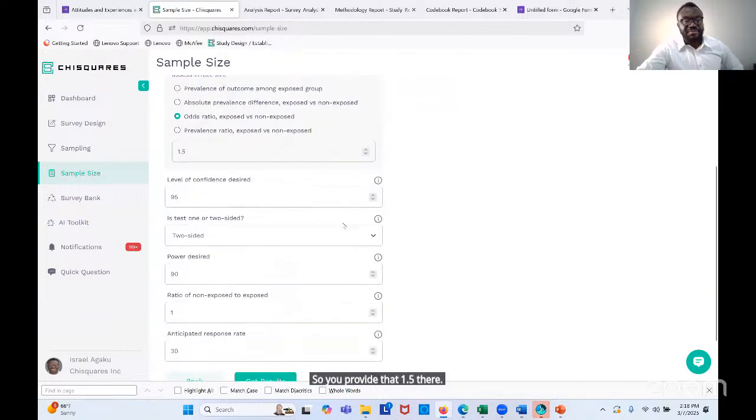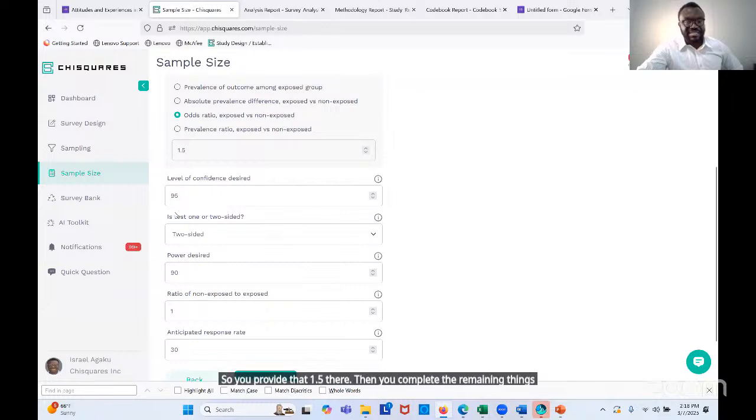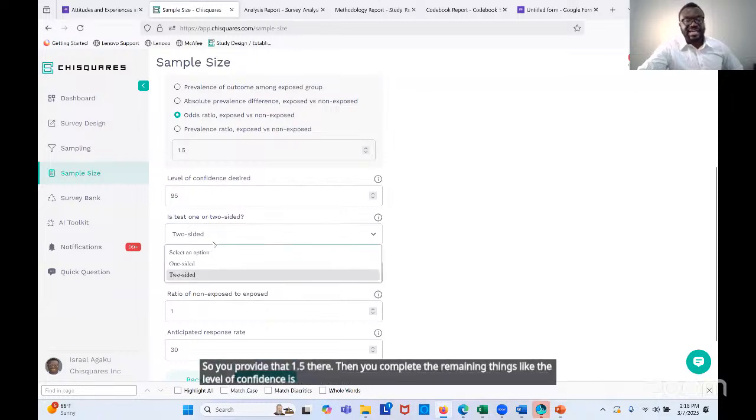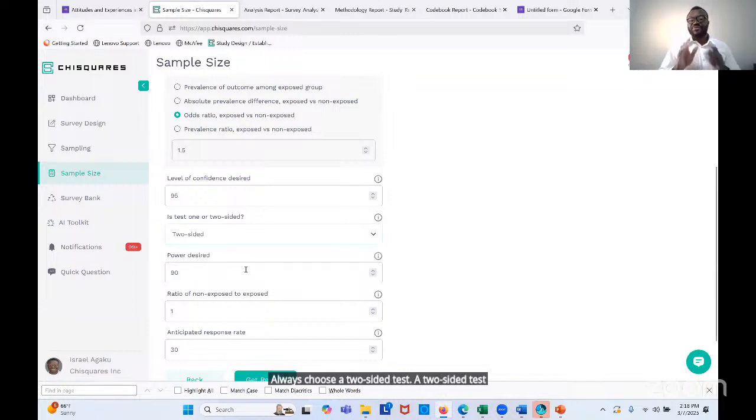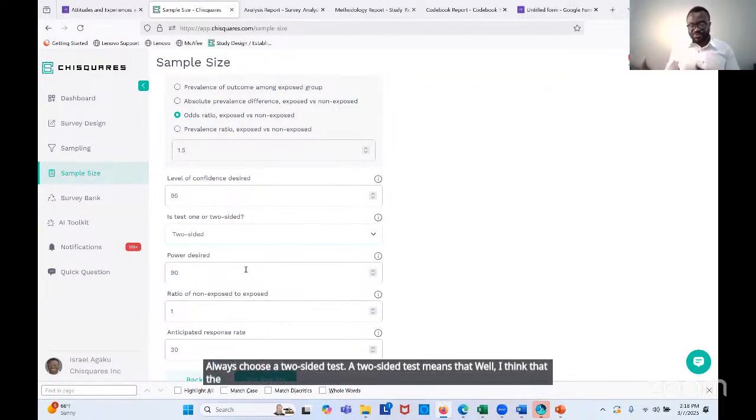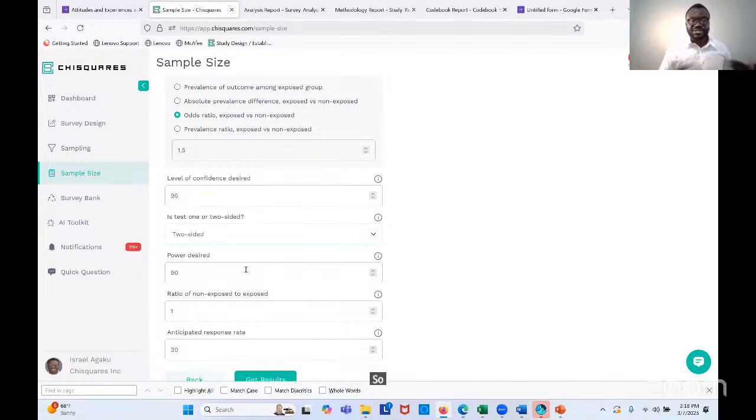Then you complete the remaining things like the level of confidence. Is the test one or two-sided? Always choose a two-sided test. A two-sided test means that, well, I think the result might go this way, but I'm open that it might also go the other way. So you're open to the results going in any direction. That's what a two-sided test means.